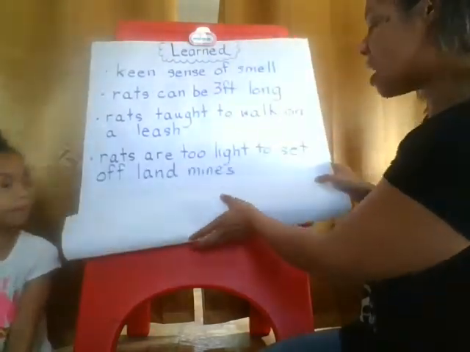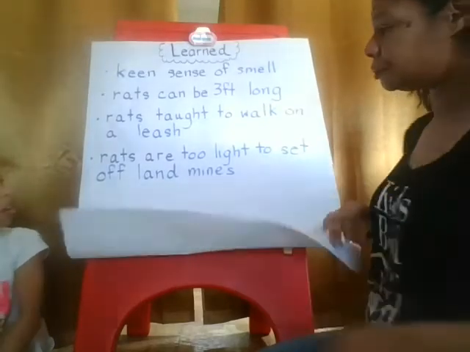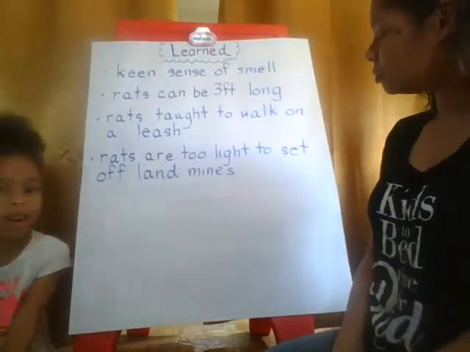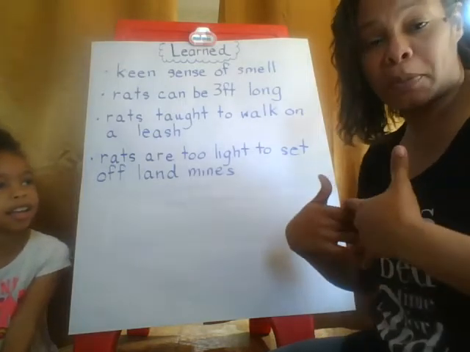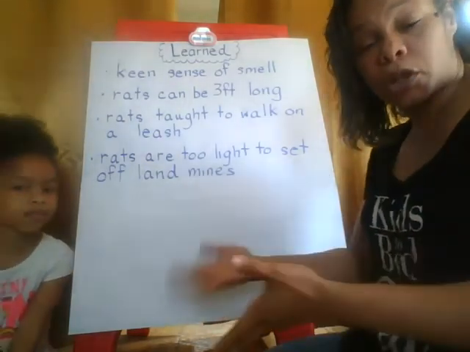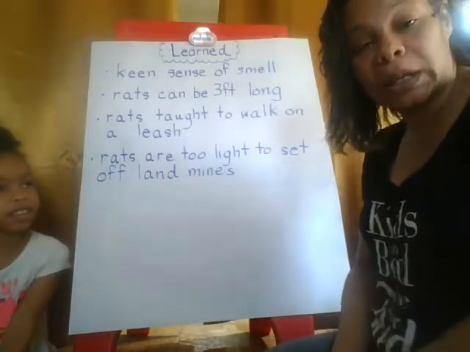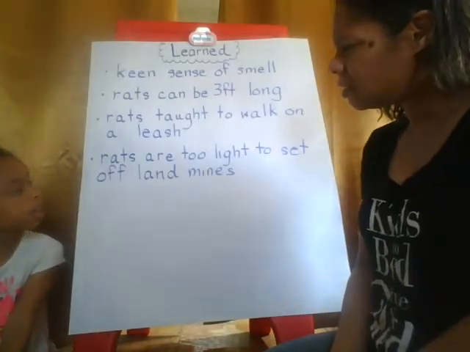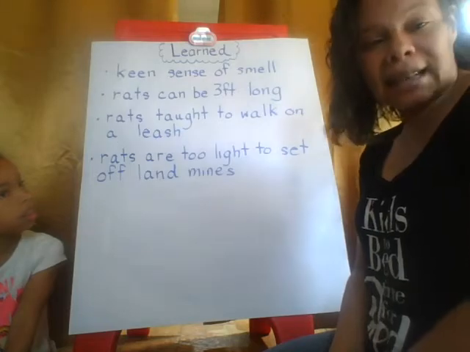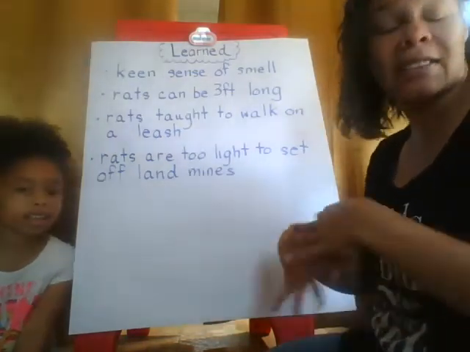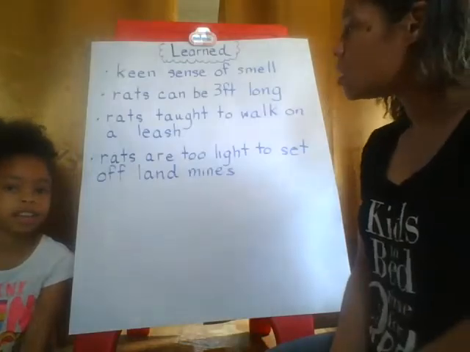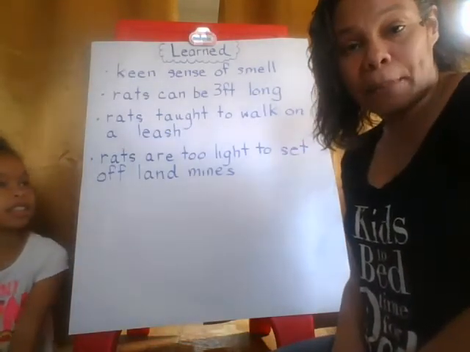And then one more thing that we learned. Rats are too light to set off landmines. So I wouldn't have thought this. I just assumed that some rats must have died while they were searching for the landmines, but they say that they weigh less than the landmines. I think it was less than 3 pounds. So they're too light when they're walking across. They said they never lost a rat. That's pretty cool. So there are some really interesting facts about rats.